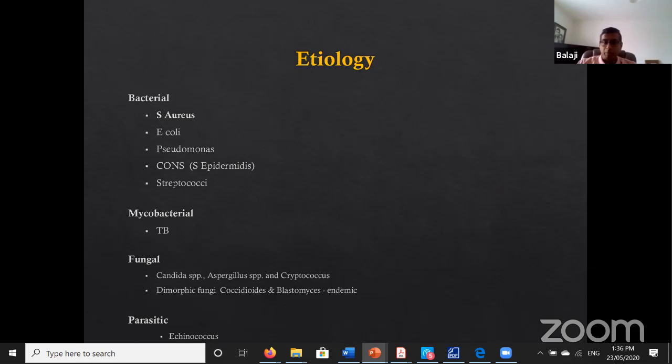Mycobacterial discitis is a separate topic on its own. Fungal causes include Candida, Aspergillus, and Cryptococcus, and other rare ones like Coccidioides and Blastomyces have also been attributed. In the Mediterranean countries, parasitic infections are quite common, and Brucella is also not to be forgotten.